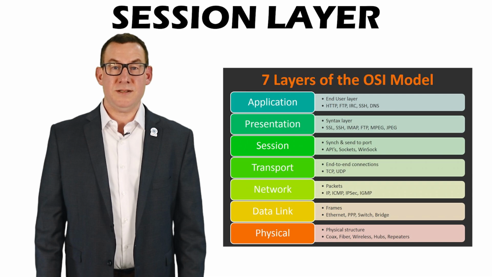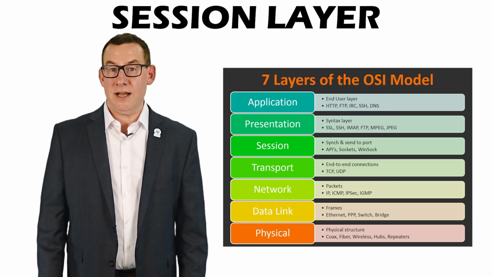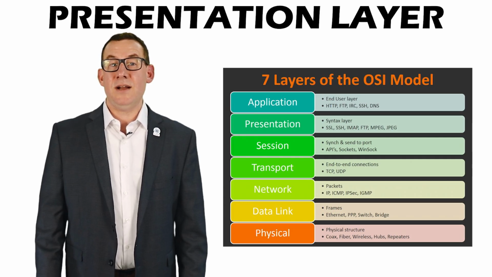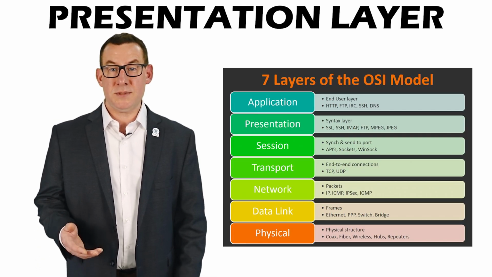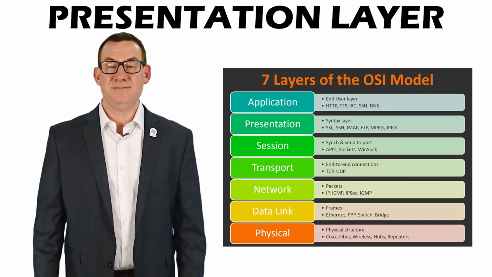Layer 5 of the OSI model is the session layer. The session layer opens and manages connections between devices. Layer 6 of the OSI model is the presentation layer. The presentation layer encrypts, compresses, and formats data for the application layer.